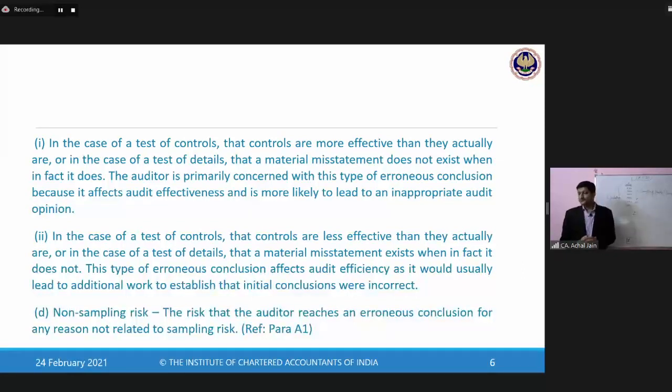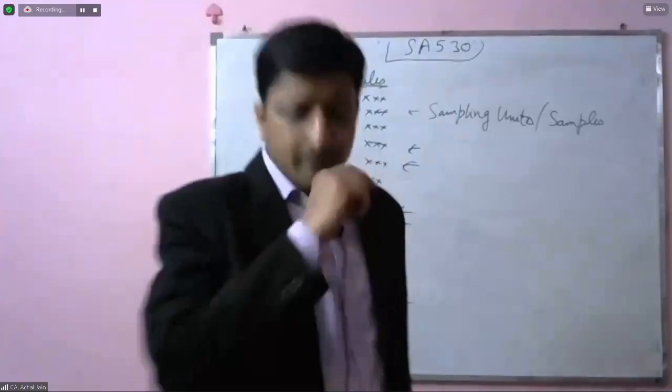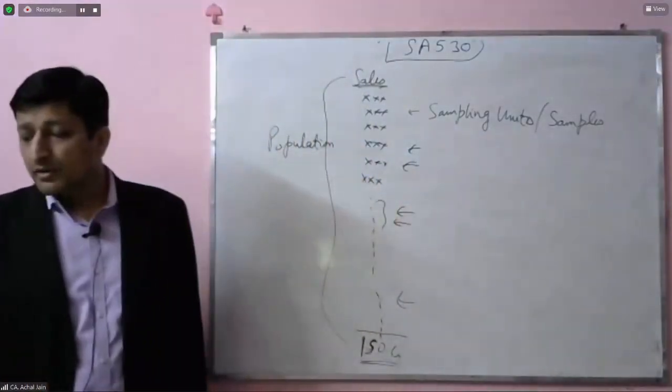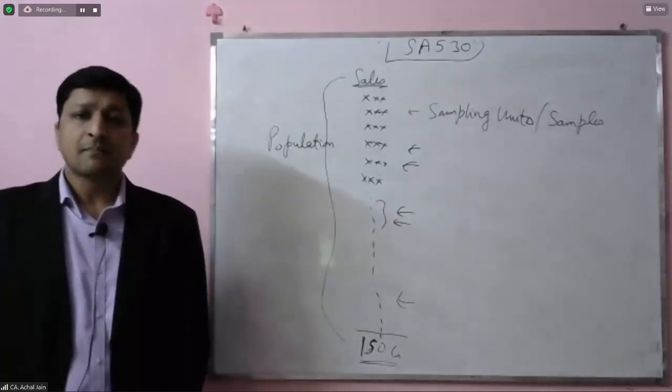Another risk is called non-sampling risk. The risk that the auditor reaches an erroneous conclusion for any reason which is not related to sampling risk. So let's now come to this example, and with the help of this example, we will now get into further details of the audit sampling and the sampling technique, etc.